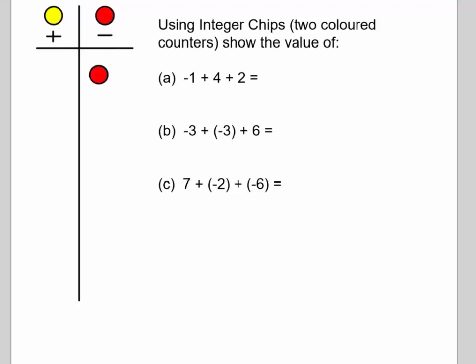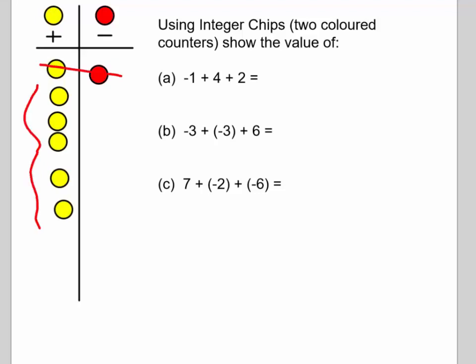So there's -1. Then we add 4 positive chips. And then we add 2 more chips. And then we can see right here, these guys would zero out. We would count these up here. We have 5 unbalanced positive chips. So the answer here would be +5.